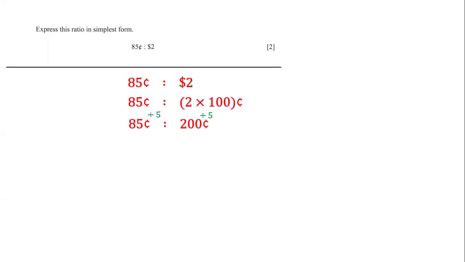Let me ask you a question. How do you know that 5 could go into 85 and 200? Do you know the divisibility rules? It ends in a 5 and it ends in 0. There you go. As long as it ends with a 5 or a 0, it's divisible by 5. So 85 divided by 5 and 200 divided by 5. When you do 85 divided by 5, what do you get? 17. Anyone else got 17? When you do 200 divided by 5, what do you get?